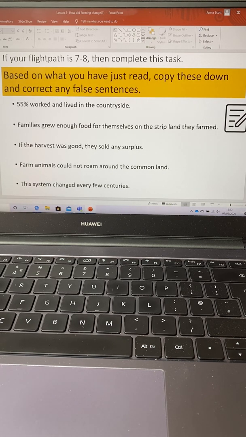If you've got a flight path of 7 to 8, this time read the statements, and if they're true, brilliant, but if they're false, you need to then correct them. Again, there is a slide for self-assessment. Make sure you self-assess.